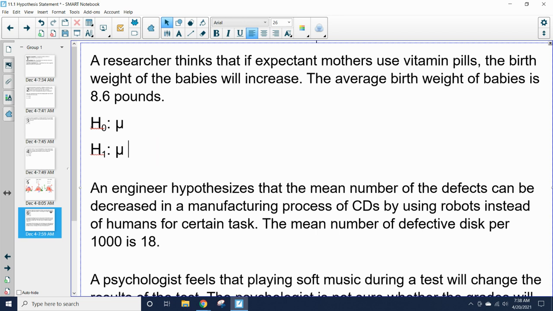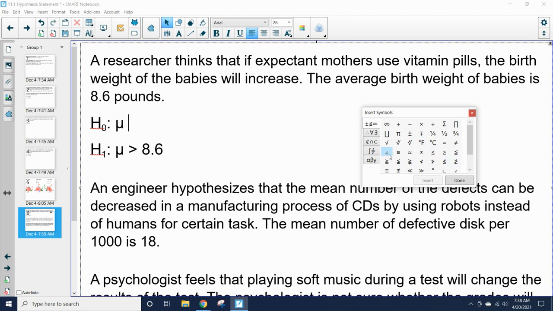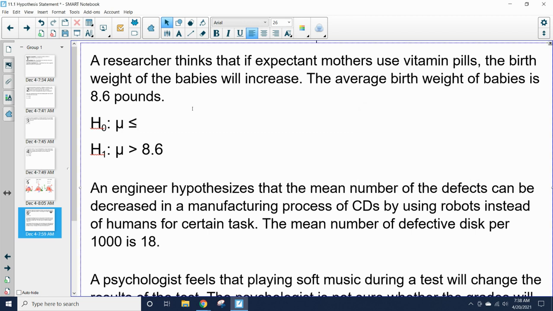Okay, so we have our null hypothesis and our alternative hypothesis. We are trying to show that the birth weight of babies will increase. So we are hoping that our alternative hypothesis is going to be greater than the current average of 8.6, which means that our null hypothesis is going to be the opposite, which is less than or equal to the value of 8.6.